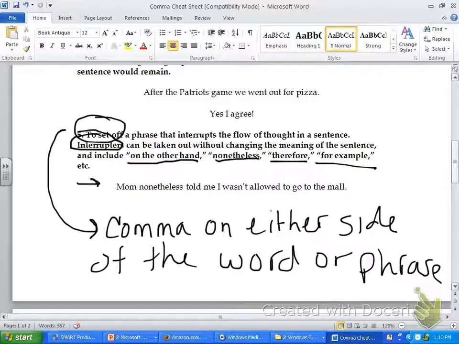So in this example, Mom nonetheless told me I wasn't allowed to go to the mall. Our interrupter is going to be nonetheless, because if we took that out, Mom told me I wasn't allowed to go to the mall, still makes sense. So we need to set it off from the rest of the sentence by inserting 2 commas. Okay? So those are your first 5 rules on the cheat sheet, and we'll do the second 5 next time.